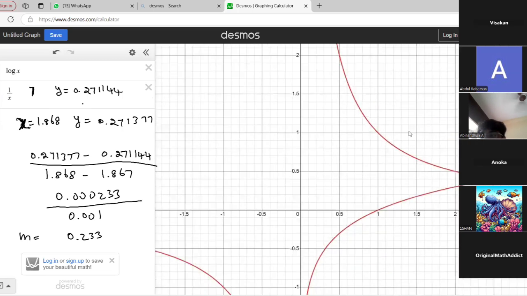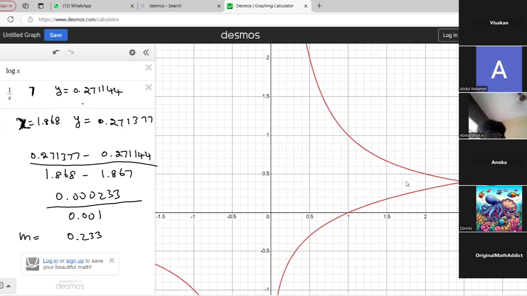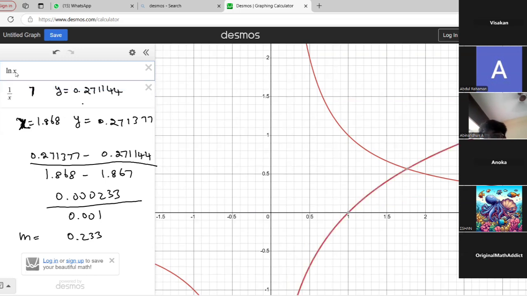Okay, and I also have to make sure it was 1.868, right? Did I check it as log x or ln x? That also I didn't check. Because the differentiation of log x base e is only 1 by x. If it was any other base, we need to do the base changing rule. So let me confirm it once. Let me write ln x and check whether I get the same, or else we have to redo this calculation.